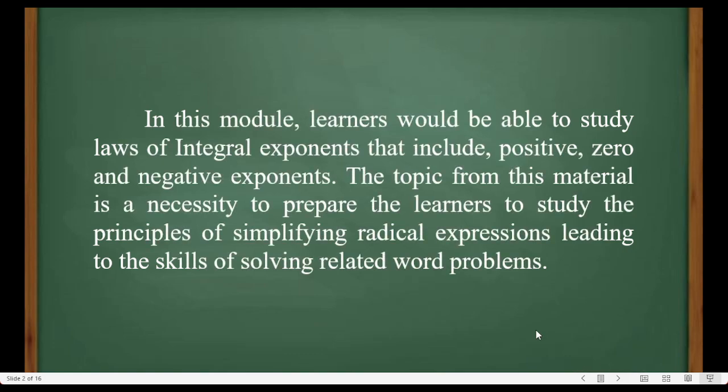In this module, you would be able to study the laws of integral exponents that include positive, zero, and negative exponents. The topic from this material is necessary to prepare you to study the principles of simplifying radical expressions, leading to the skills of solving related word problems.